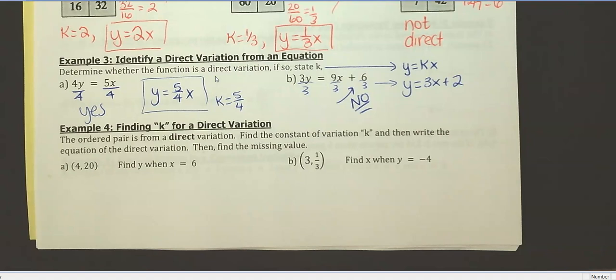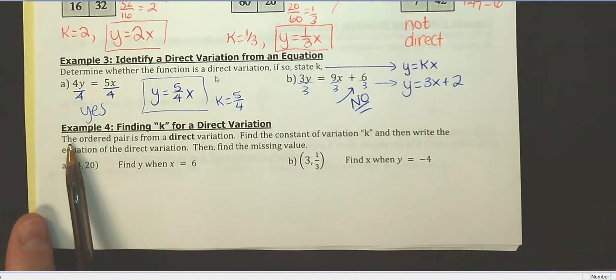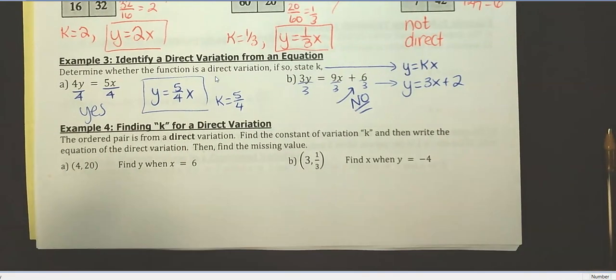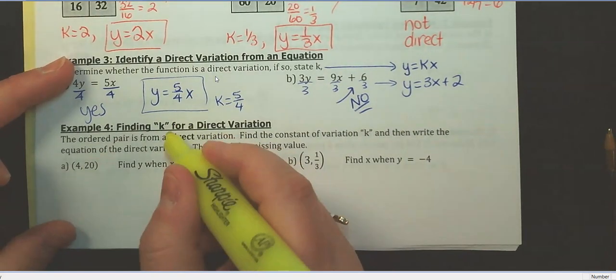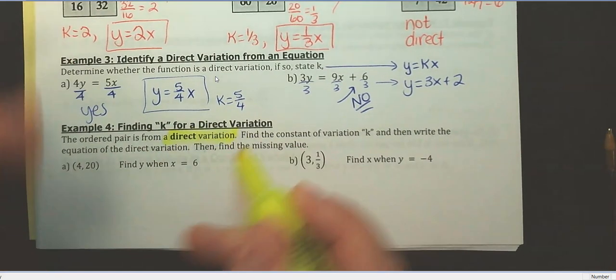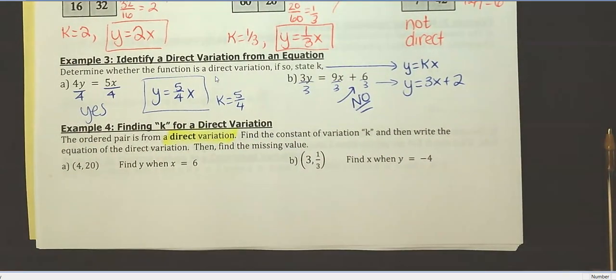Okay. Now, these problems can be kind of tricky, so there's going to be kind of 2 questions in one here. It says, the ordered pair is from a direct variation. So right now, I'm telling you, I have a point that is on an equation of the format y equals kx. It says find the constant of variation and write the equation of the direct variation. So we're going to write the equation just from the point, and then it's going to ask you a secondary question. It says find the missing value.